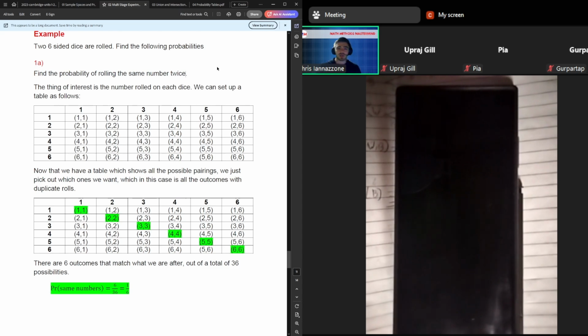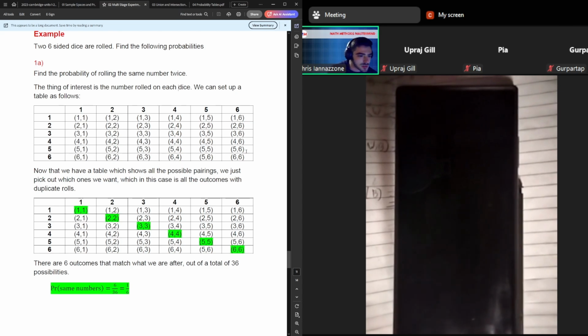So that implies the number that was rolled is actually important. When we put our little cells in here, the little intersections, it's going to be a 1 and a 1 was rolled, or a 1 and a 2 was rolled, and so on and so forth. That's what you actually put in there.